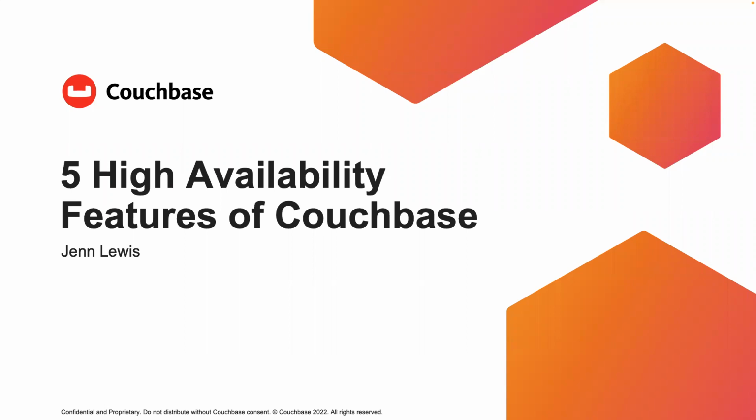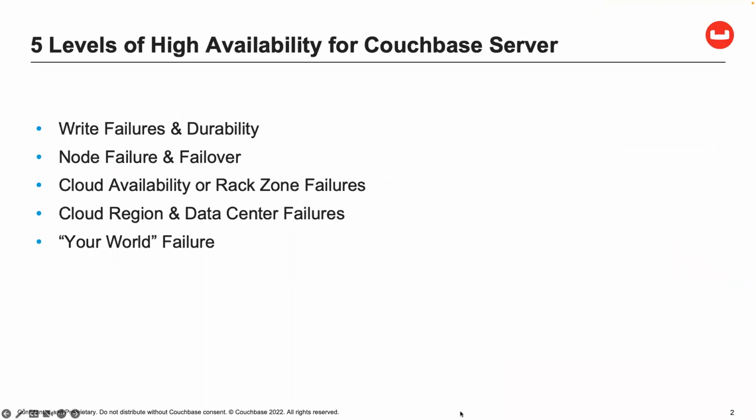I'm continuing my five-part series on the 5 levels of high availability features in Couchbase. And today we're going to be talking about number 2, which is node failure and failover. For the write failure and durability features, please refer to the part 1 video. So let's get right to it.